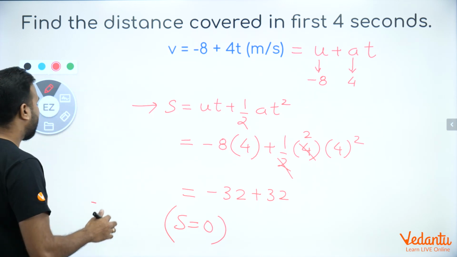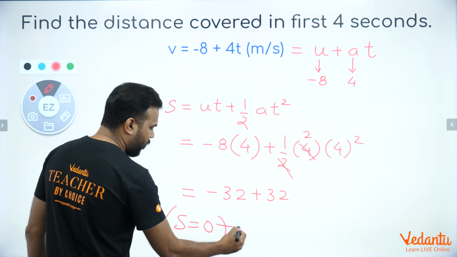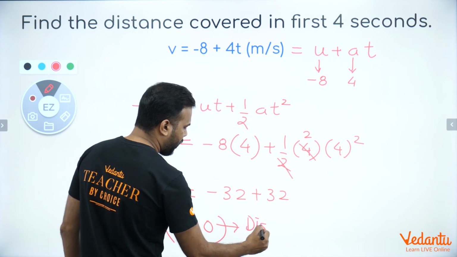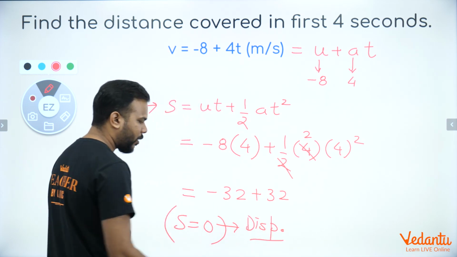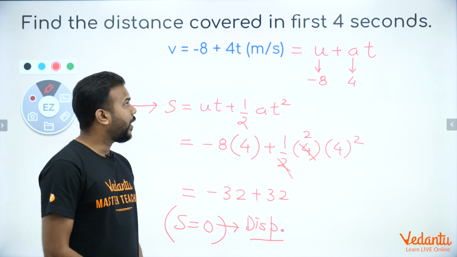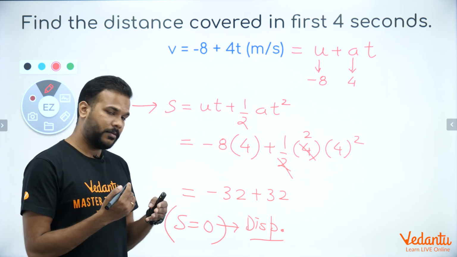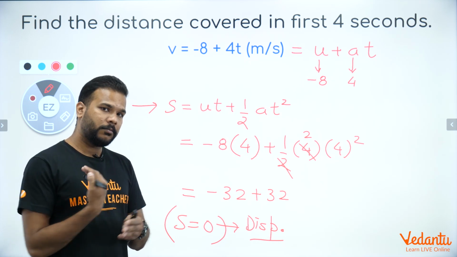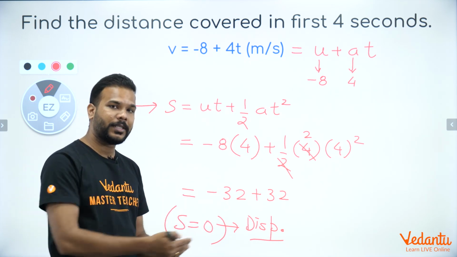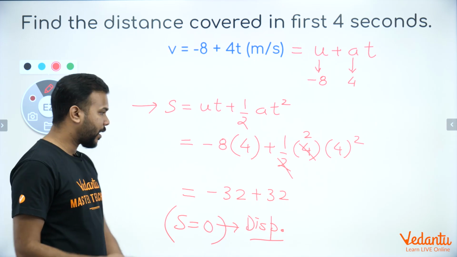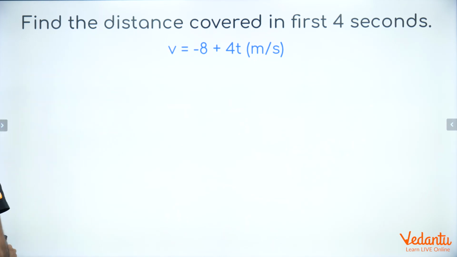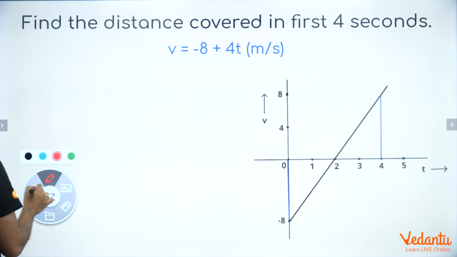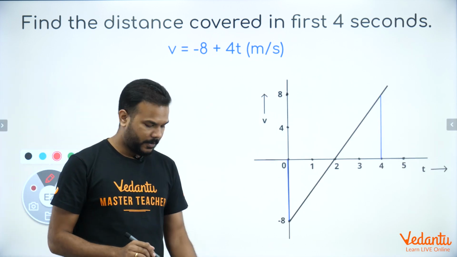Which means what you have found here is nothing but displacement. It's not distance. Which means the body in 4 seconds must have started moving, reached a point, taken a turn, and come back to the same point. That's why its displacement became 0. But does that mean the body's distance is also 0? I'm sure when you think about it, you know it is not.